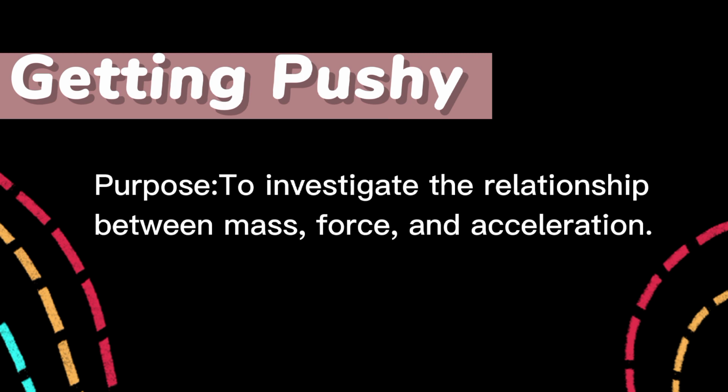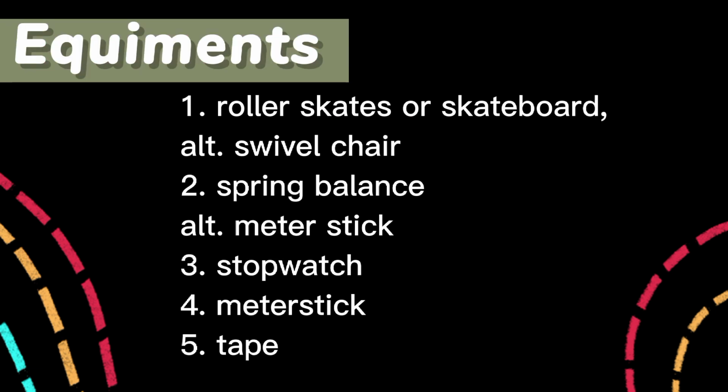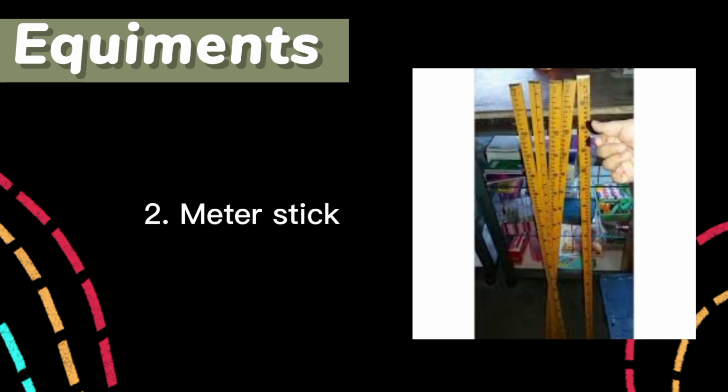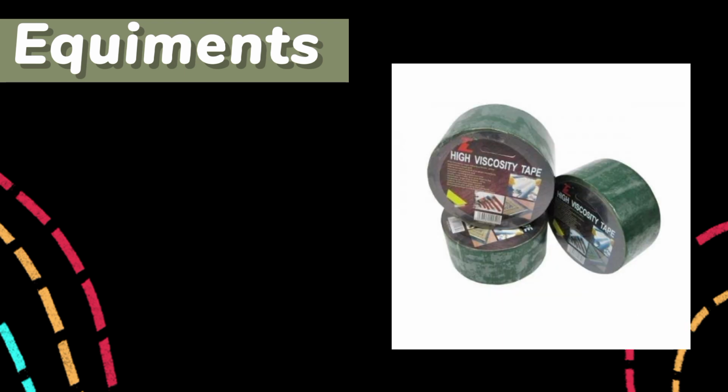Getting pushy. The purpose of this experiment is to investigate the relationship between mass, force, and acceleration, or the variables affecting acceleration. The required equipment and supplies are: number 1 is roller skates or a skateboard. We use a swivel chair as a replacement or alternative to illustrate how to do this experiment. Number 2 is a spring balance. Number 3 is a stopwatch. Number 4 is a meter stick. And number 5 is tape.